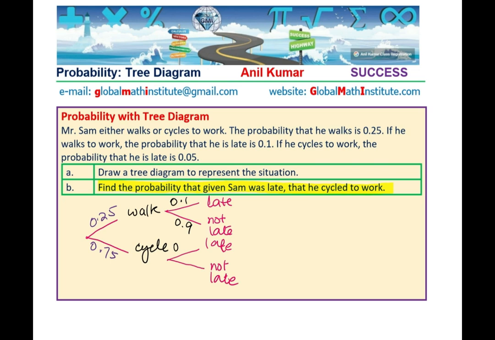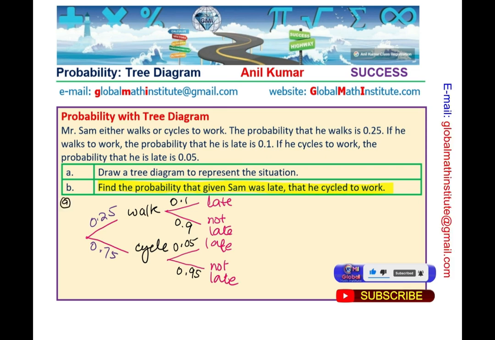If he cycles to work, the probability that he is late is 0.05. So this will be 0.95, correct? So 1 minus 0.05. So for each branch, you can multiply the given probabilities and get the answer. So we have a tree diagram. So that's part A. Now let's focus on part B, which is to find the probability that, given Sam is late.